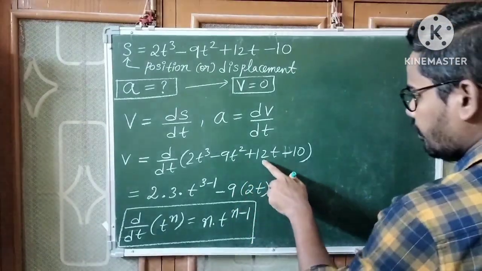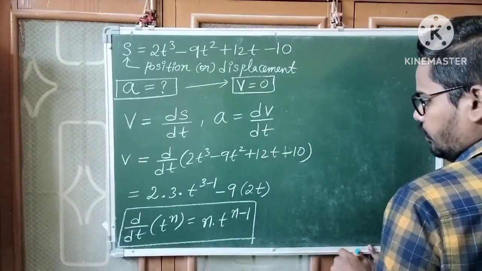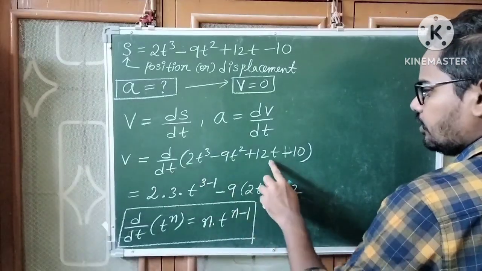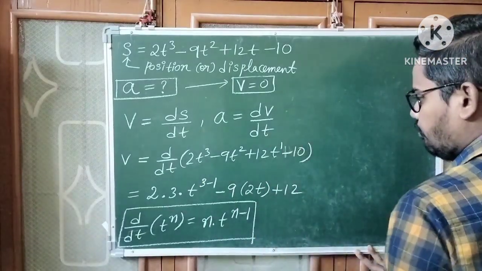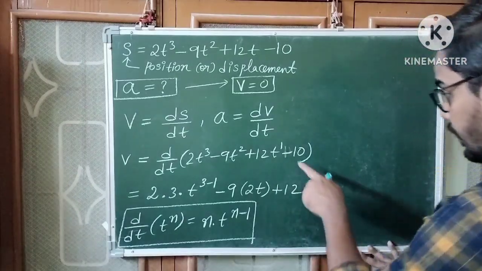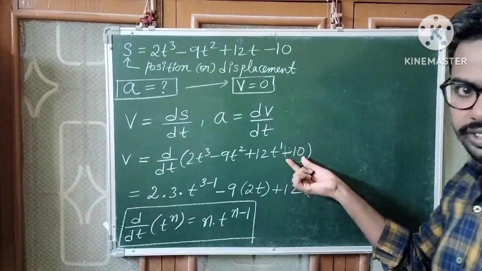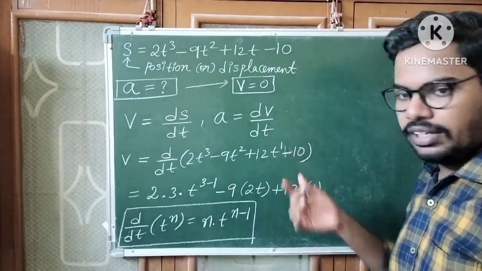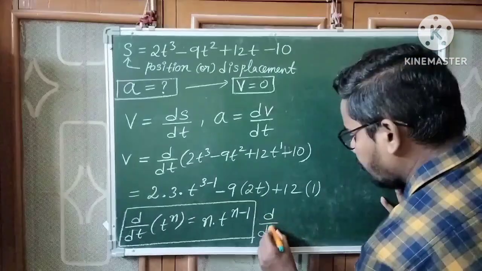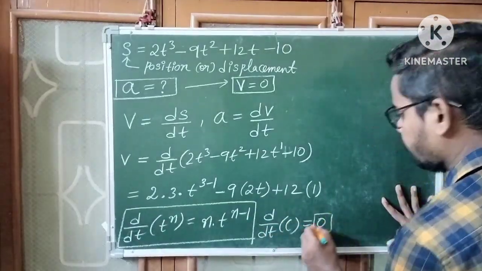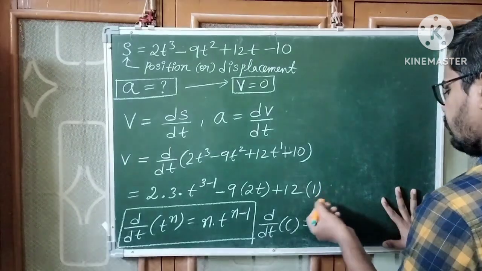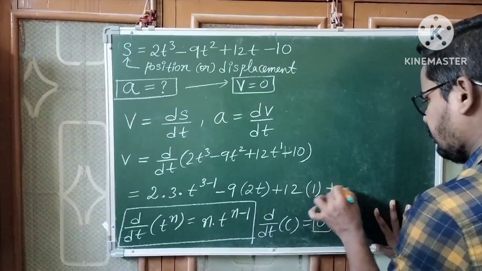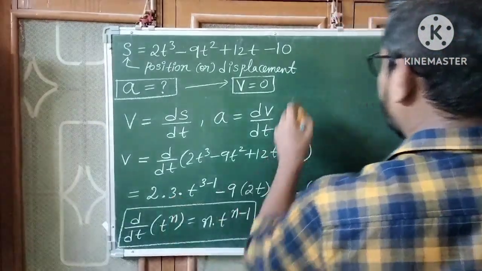Again, product of constant function and variable function. Separate the constant, take out 12 out of the derivative. Now derivative of t power 1 is 1. Next, here we have only a constant function. We do not have a variable function. Derivative of minus 10: derivative of a constant is equal to 0. Very important: d by dt of a constant is always 0. So you will get plus 0. You can take plus 0 or minus 0, because 0 is neither positive nor negative. 2 into 3, 6.